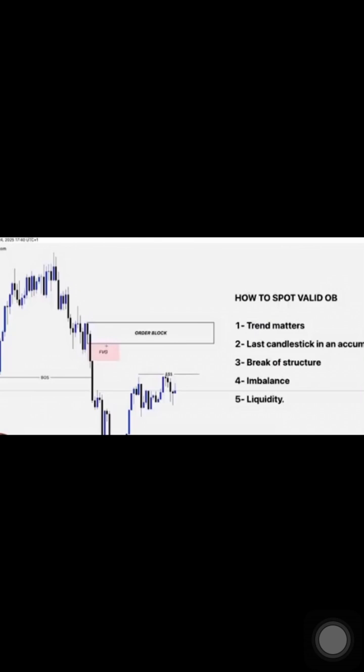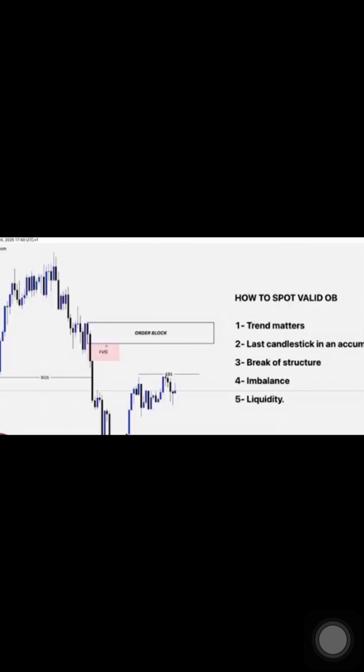Then the third is a break of structure. Your break of structure must be valid. Fourth, your imbalance, that's your fair value gap, must be active for a valid break of structure. Then the last but not the least, that's liquidity. Your liquidity must be active for price to clear it, then tap into your order block before going for a sell or a buy.